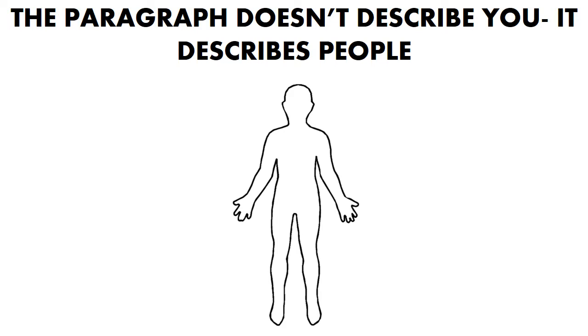And that's what's going on here with the paragraph that I sent out to students. The paragraph doesn't describe any one person. It describes what people are like in general. So the very first line of the paragraph is, you have a strong desire to be liked and admired. Yeah, that's not unique to you. That's part of being a human being.